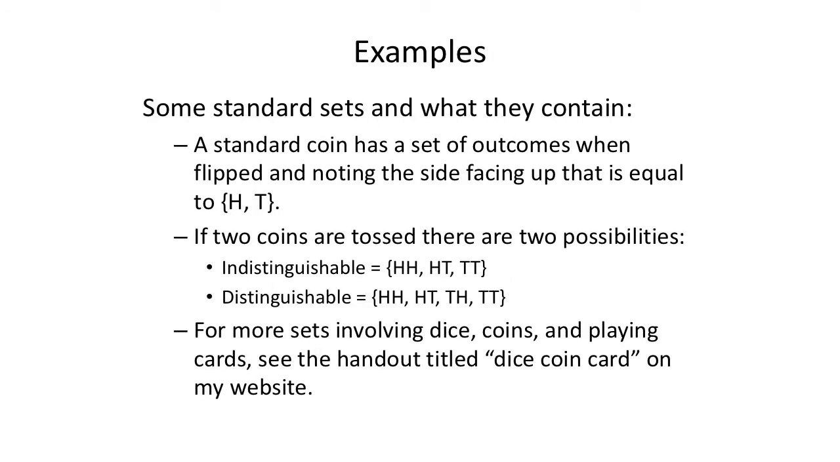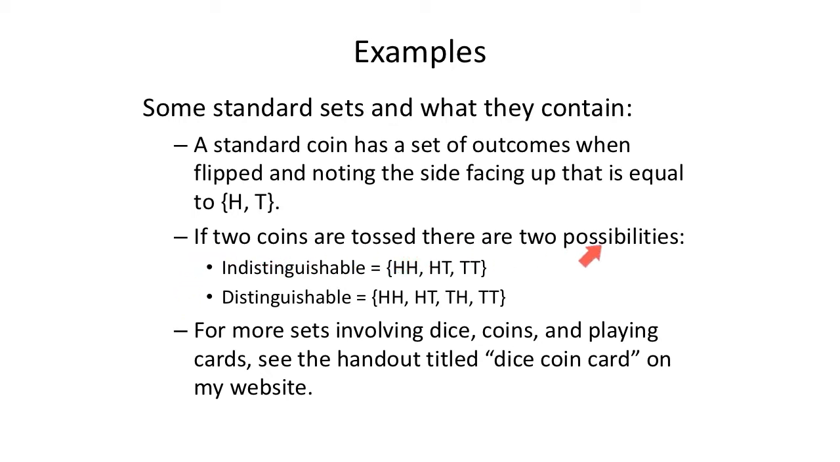So, some standard sets and what they contain. A standard coin has two outcomes when flipped, noting the side face up, and the set of outcomes is either heads or tails. If you ever have a coin land on its side, just standing up on its edge and it's not in a groove or anything, that's cool. Take a picture of it, send it to me. Put it in the comments. I'd love to see it.